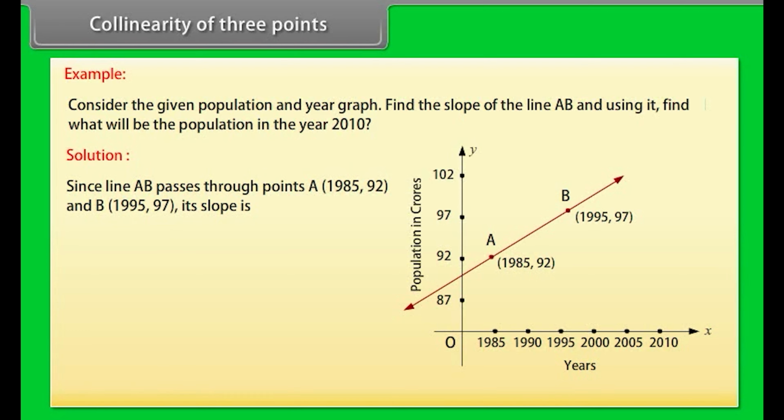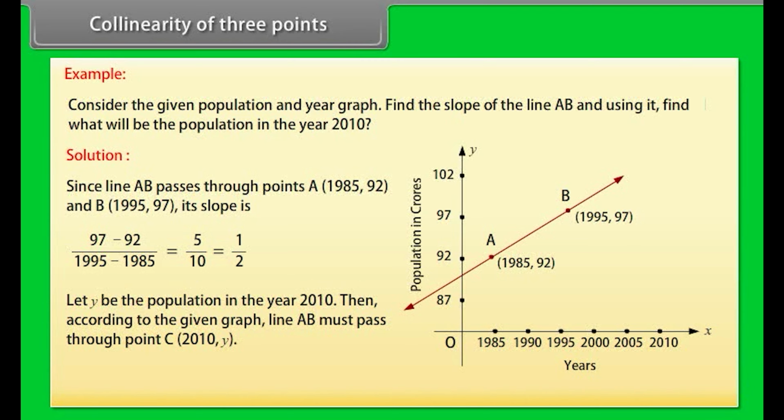Since line AB passes through points A (1985, 92) and B (1995, 97), its slope is (97 minus 92) by (1995 minus 1985), which is equal to 5/10, which is equal to 1/2. Let y be the population in the year 2010. Then according to the given graph, line AB must pass through point C (2010, y). Therefore, slope of AB is equal to slope of BC.